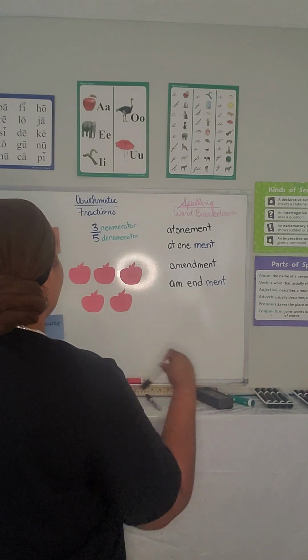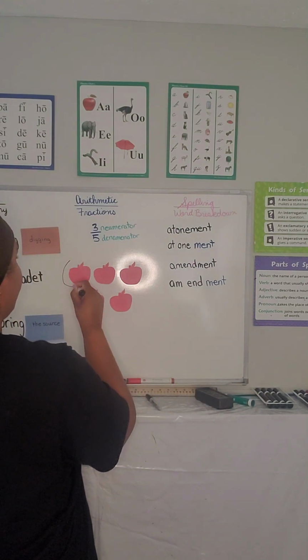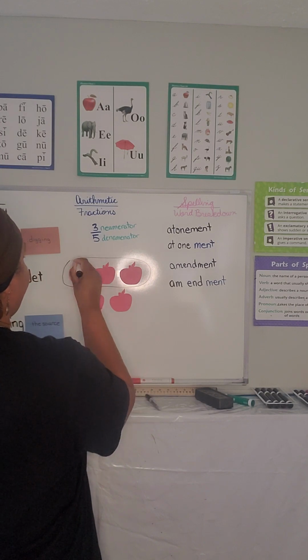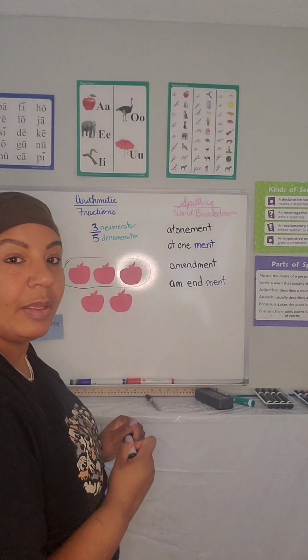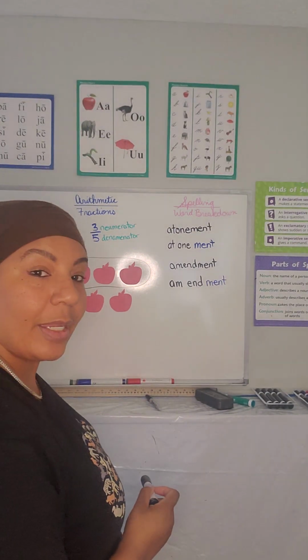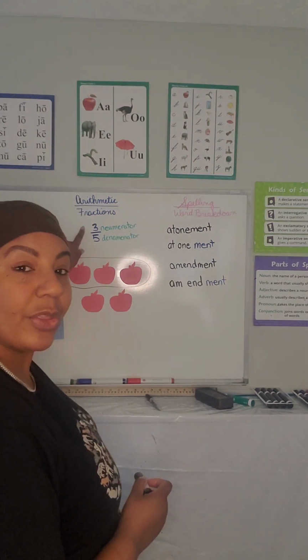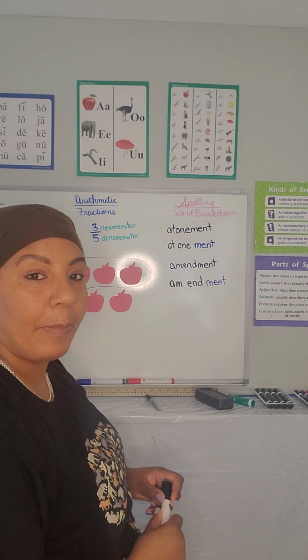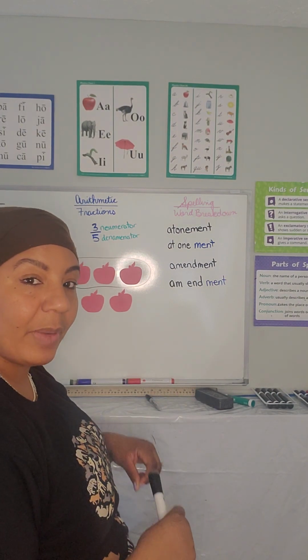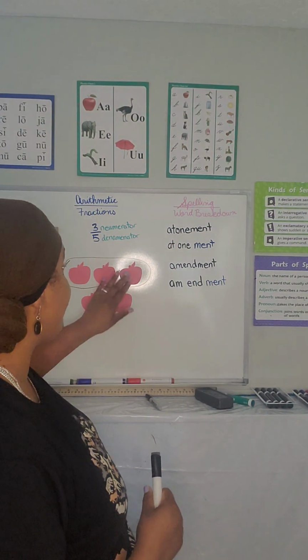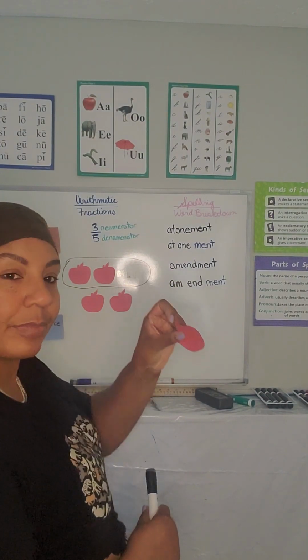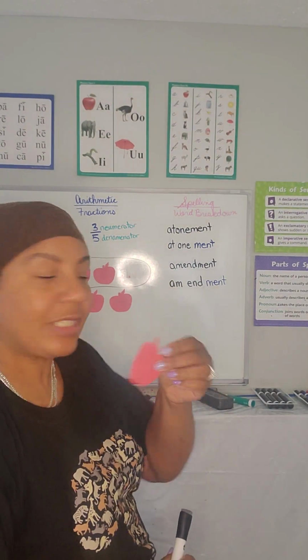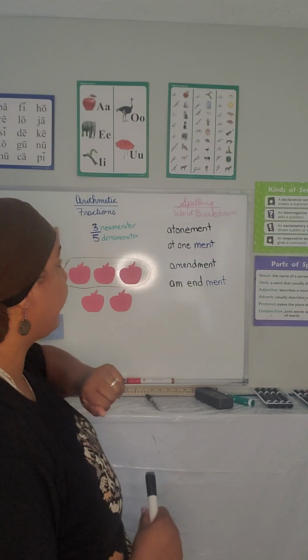Now, if I were to circle 3 of the 5, this is what we are talking about. This is called the numerator. So visual learners will be able to better retain the information when you use visual effects, such as little prompts like this, just making a little shape of an apple that you can stick on the board.